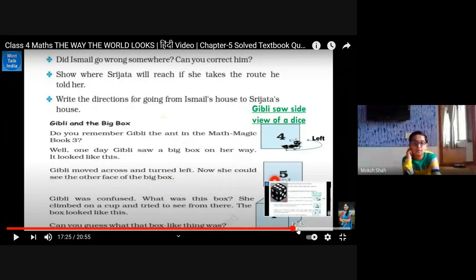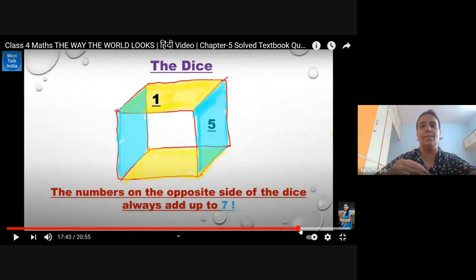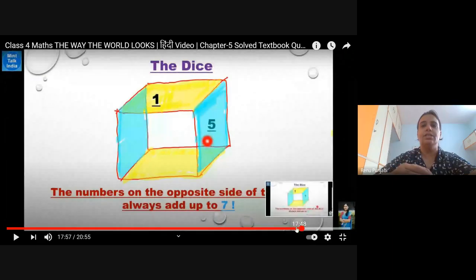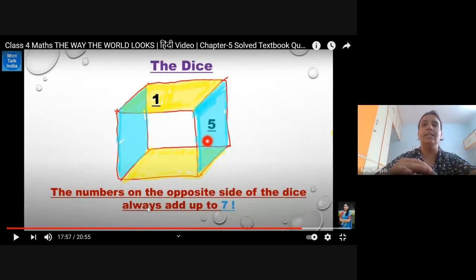It's a dice. Yes, ma'am, because the numbers are also written on this. So there is a rule of 7 in the dice, that the sum of opposite sides will always be 7. The numbers on the opposite sides of the dice always add up to 7. Add up to 7 means the total of opposite sides will always be 7.